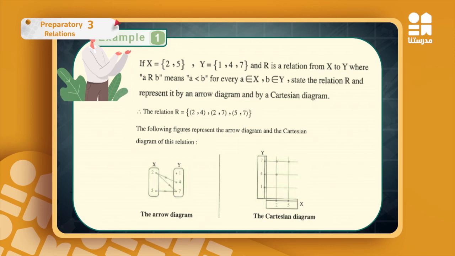Also the Cartesian diagram is represented by points. In the Cartesian diagram here I will put x horizontally and y vertically. So 2 with 4 I will put a point, 2 with 7 I will put a second point, 5 with 7 a third point. And with that we have finished the question and answered the 3 requirements in the question.